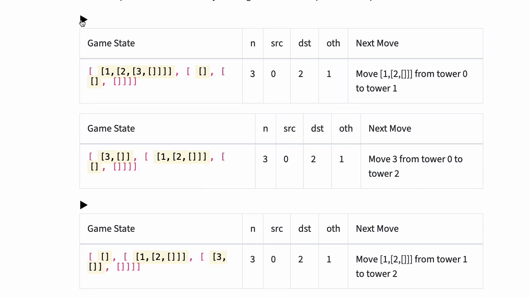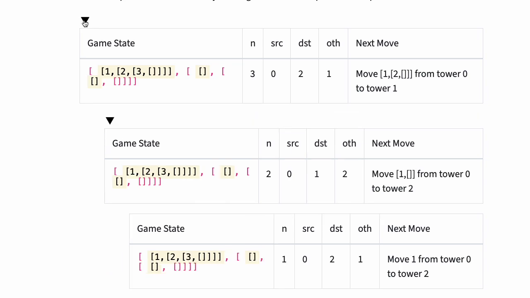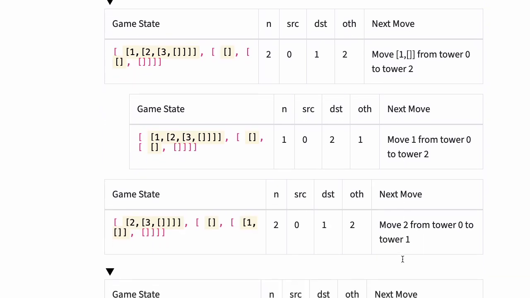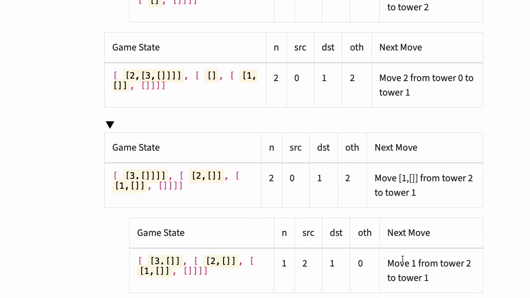We can click the caret to expand the steps. For example, to move the stack 1, 2 from tower 0 to tower 1, we first move the substack 1 from tower 0 to tower 2. Since there is one element, we simply move that element from tower 0 to tower 2. Then we move 2 from tower 0 to tower 1.